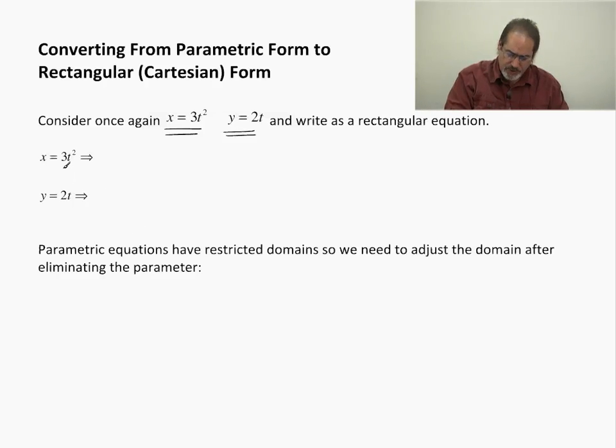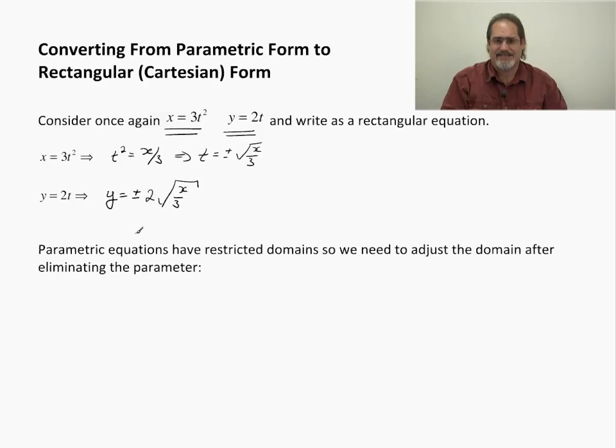Well, if x equals 3t squared, that implies then that t squared is equal to x over 3, which means that t is equal to plus and minus the square root of x over 3. Well, if that's what t is, then y, which equals 2 times t, must be equal to plus and minus 2 times the square root of x over 3.